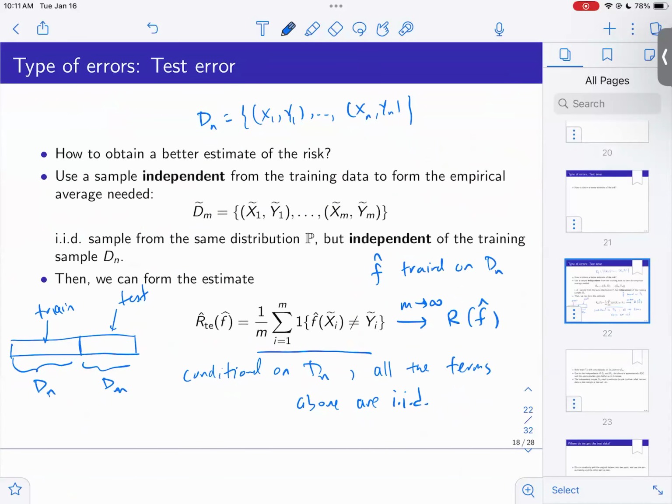So this is what we usually do. Split into training and test. This is called the train-test split, and it's the most common thing that people do in machine learning. There's another split, train, validation, test, a three-way split. You can think of it as splitting the training set into a real training part and a validation part.